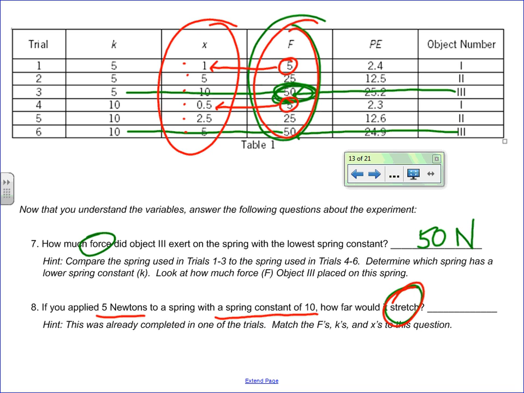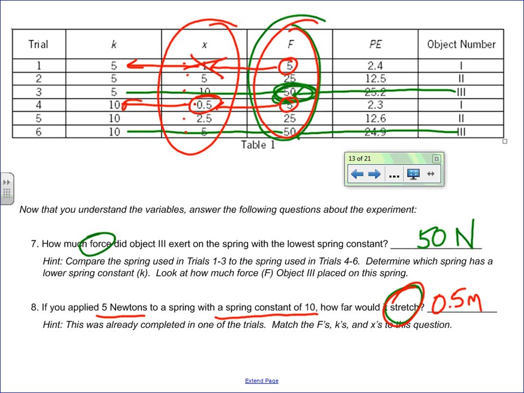Right. Spring constant 10. This one here has a spring constant of 5, so that can't be our answer. This one here has a spring constant of 10. Boom. There's our answer. 0.5 meters.